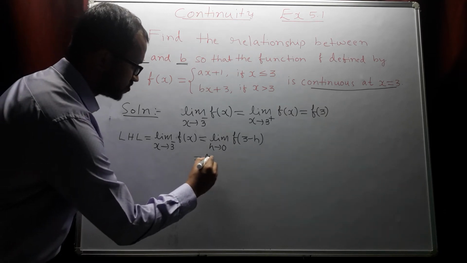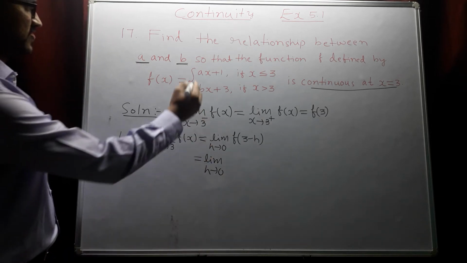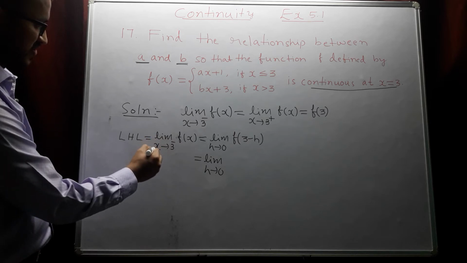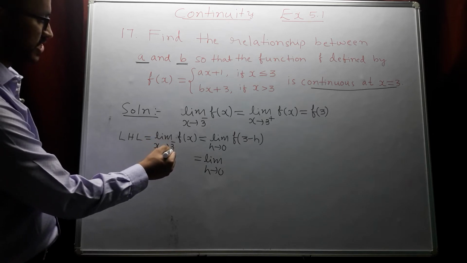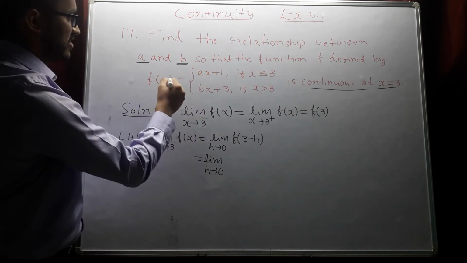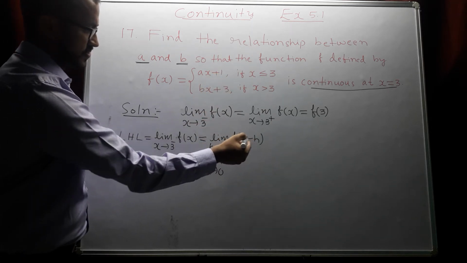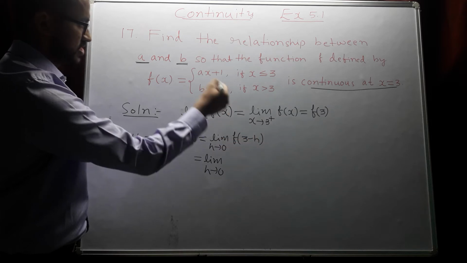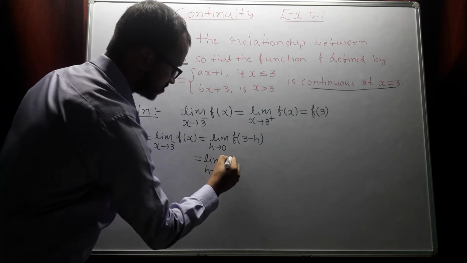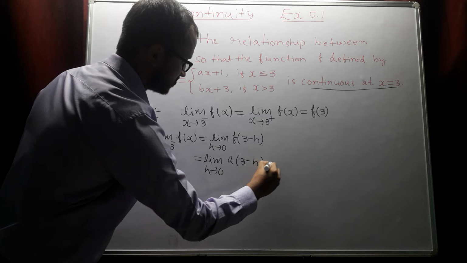So that is equal to limit h tends to 0. Consider the first definition of the function, because we are taking the values of x which are less than 3. For x less than or equal to 3, the functional value is ax plus 1. So substitute here: f of 3 minus h becomes, we have to replace x by 3 minus h, so that is a into 3 minus h plus 1.